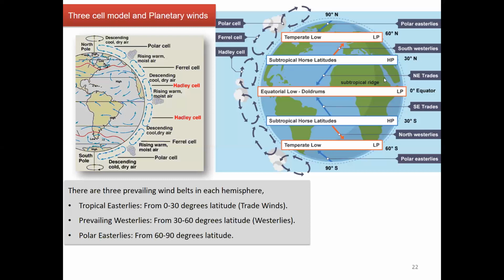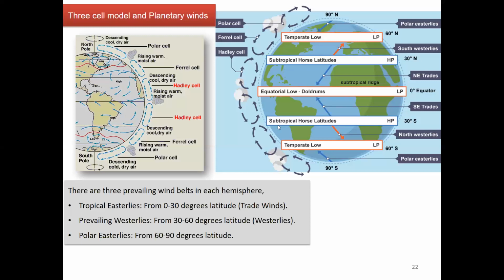So there are tropical easterlies that are taking place in the Hadley cell between 0 to 30 degrees north or 0 to 30 degrees south. This belt is mostly a tropical belt, so that's why we call it the tropical easterly. Since they are moving from the southeast direction, we call it the southeast trade wind. Since they are moving from the northeast direction, we call it the northeasterly trade wind. So basically, these are the trade winds. This is the first kind of planetary wind, the tropical easterly.